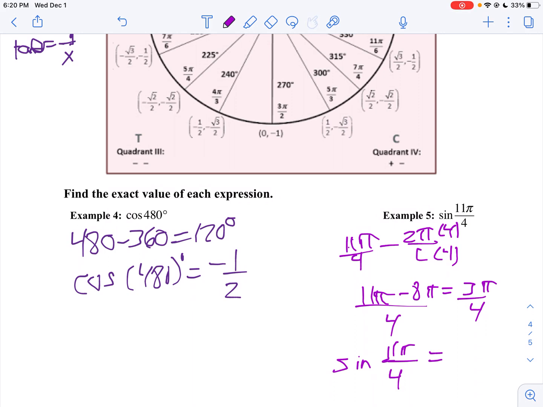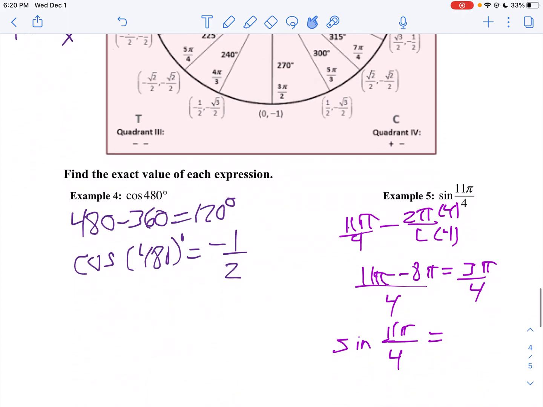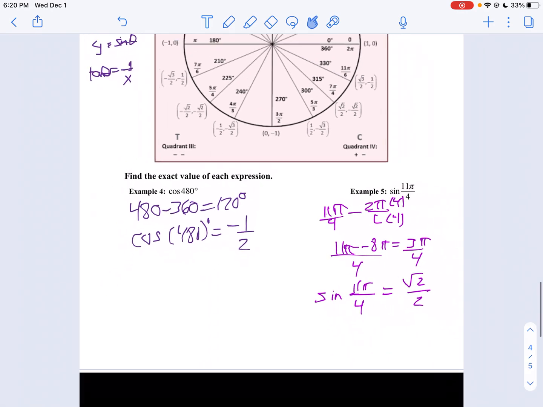So then if I look at my unit circle, which you will memorize as you get more involved just by using it so often. So here's 3 pi over 4 right here. The sine of that is in the second quadrant, sine is positive, so it's the square root of 2 over 2. That's the exact value. So we're going to use the unit circle to find the exact value.